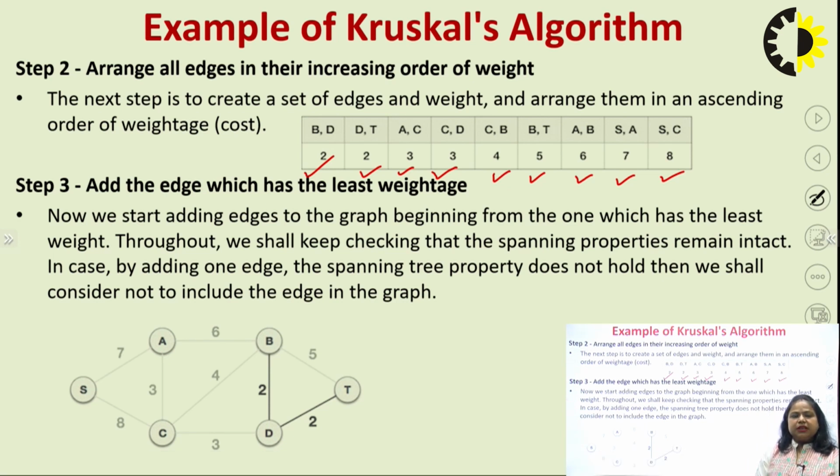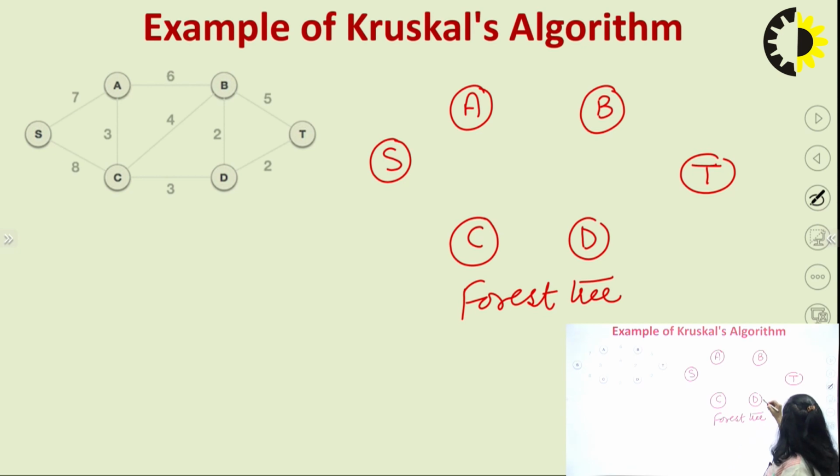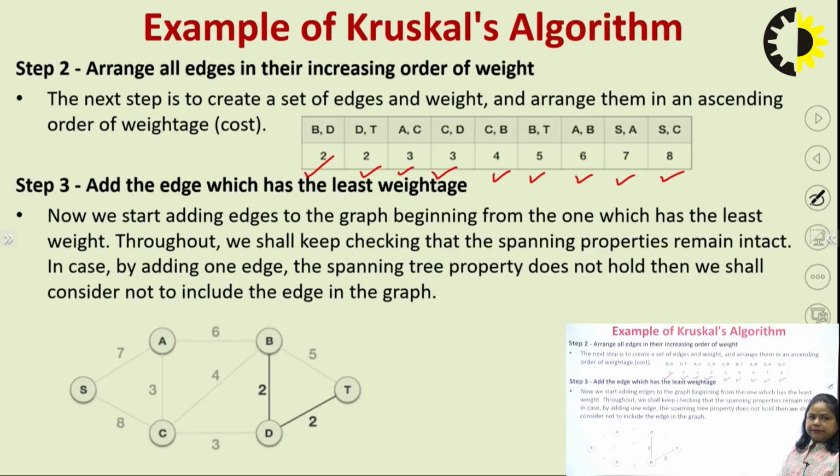Then after that, first of all, we have to add the edge which has the least weight. Since we have already arranged them in increasing order, we know that B, D and D, T have the same weight. We can first check, because there is no node connectivity, so we can add both edges. B to D has weight 2 and D to T is 2. Fine. Similarly, this way you add these two edges. In this graph, we highlight both the edges.